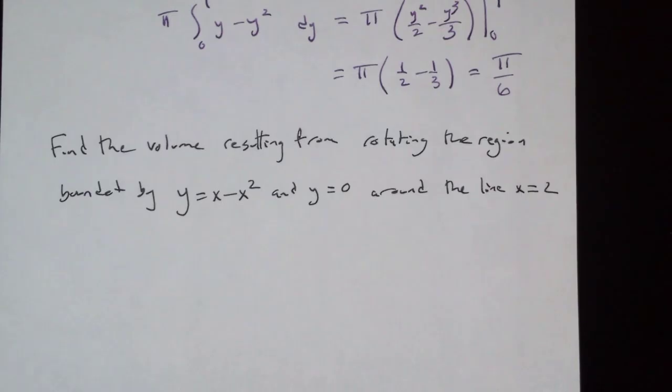I want to take the region bounded by x minus x squared and 0, rotate it around the line x equals 2. Where do I start? The first thing I should always do, draw a picture. So sketch this graph and draw the line we are rotating around. And then let's draw the rotated piece of the graph.